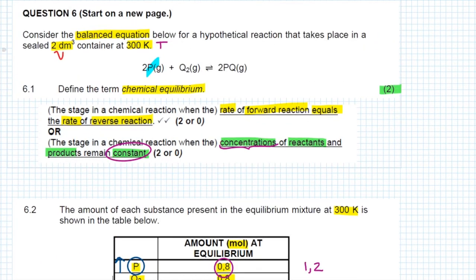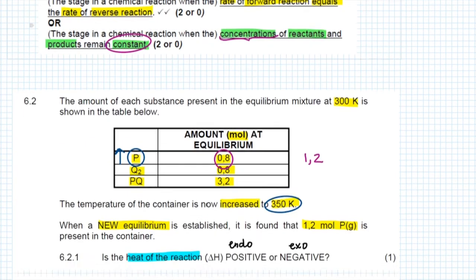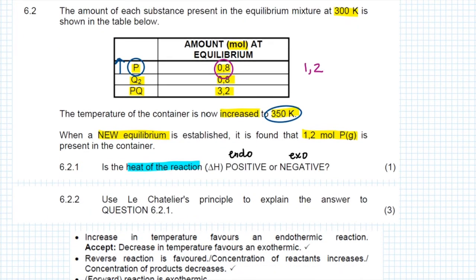So what that means is when the temperature increases, the reverse reaction is favored. We know that a temperature increase will result in the endothermic reaction being favored according to Le Chatelier's principle. Therefore, we know that the reverse reaction is endothermic while the forward reaction is exothermic. We can therefore say that the answer to question 6.2.1 is negative. The forward reaction is negative. It is the exothermic reaction that is not favored, and this is for 1 mark.